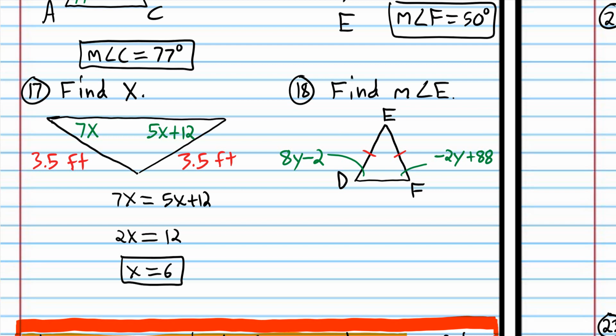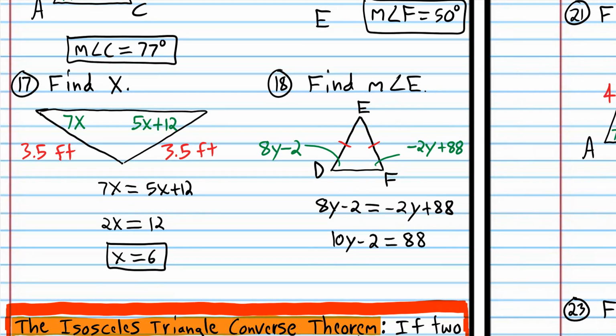So it's an isosceles, so we know that 8y minus 2 must be equal to negative 2y plus 88. Then we can add 2y to both sides. Then we can add 2 to both sides. Divide both sides by 10, and we get y is equal to 9. Now we can go up here.